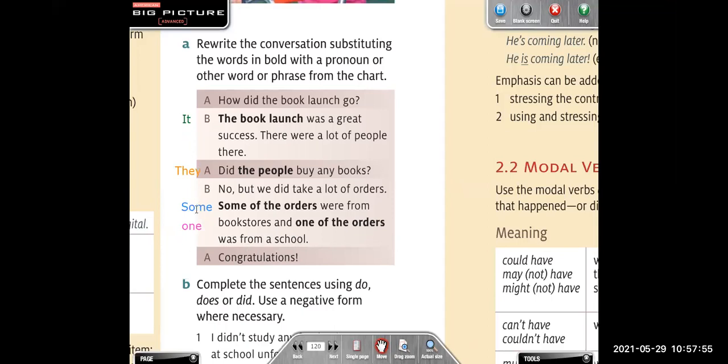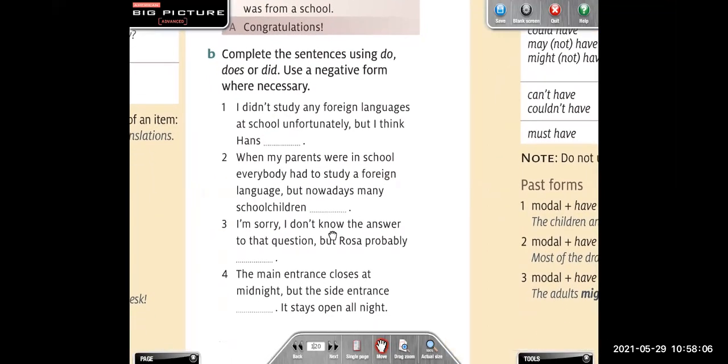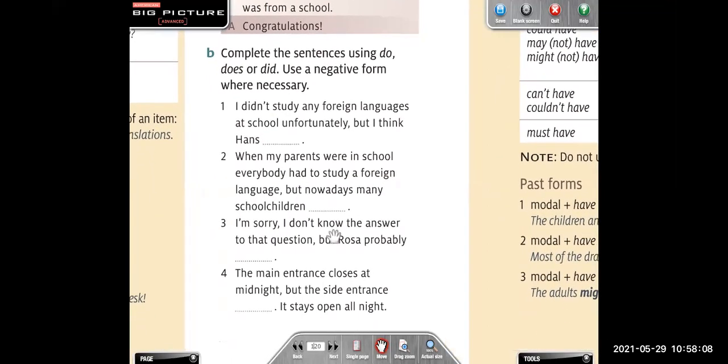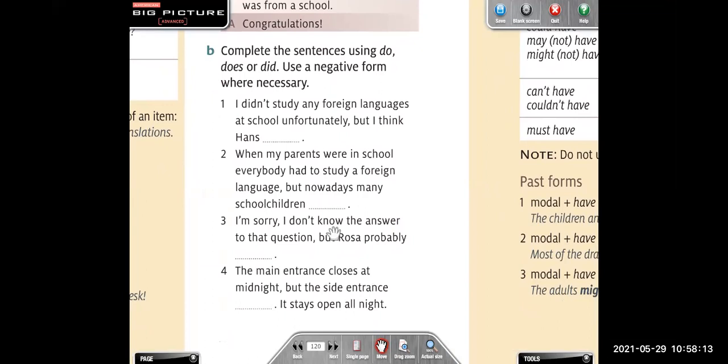So we are going to use all these words to replace these nouns. So let's do exercise B here. Complete the sentences using do, does, or did. Use a negative form where necessary. Number 1, I didn't study any foreign languages at school, unfortunately. But I think Hans did. Did. Very good. We use did because the sentence here is in the past, right?